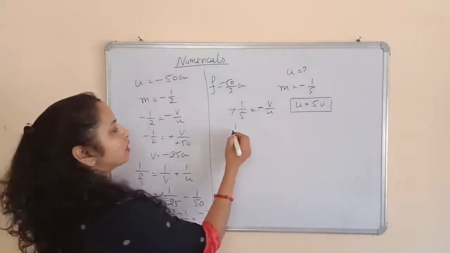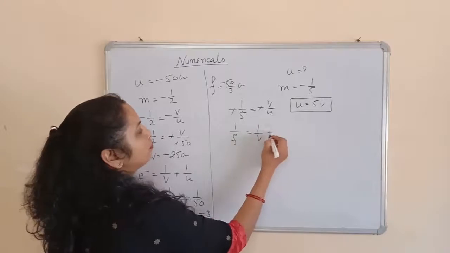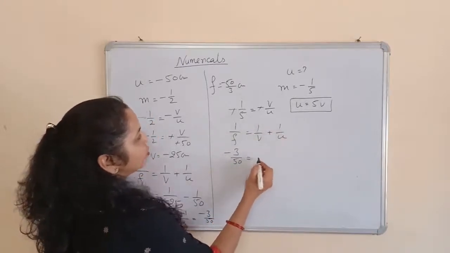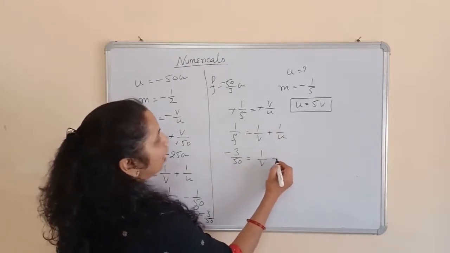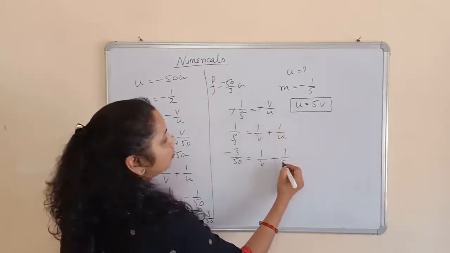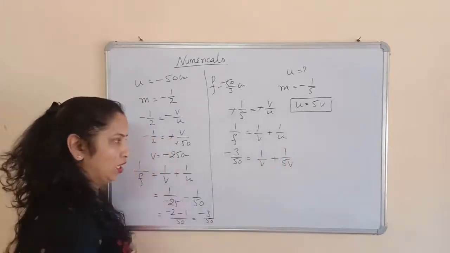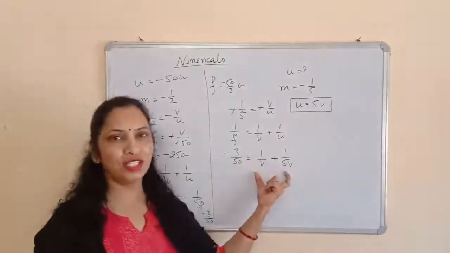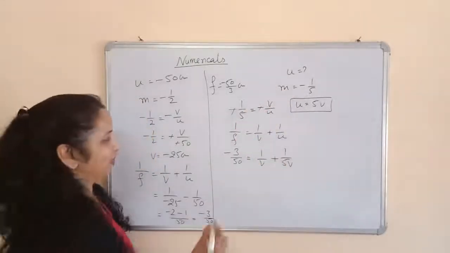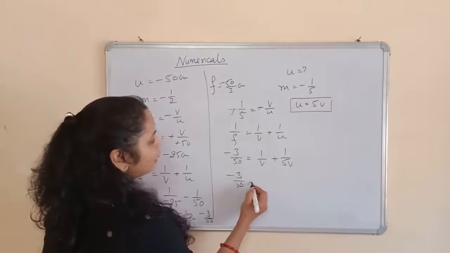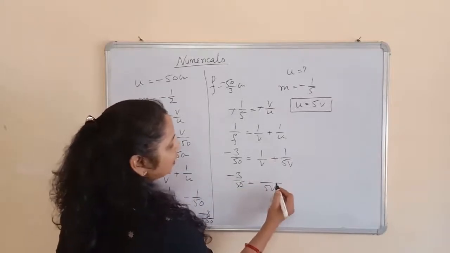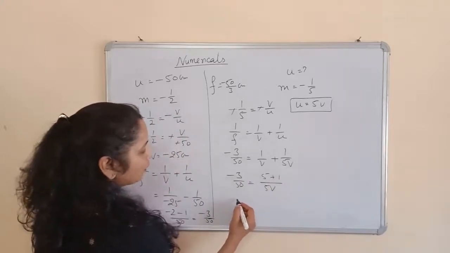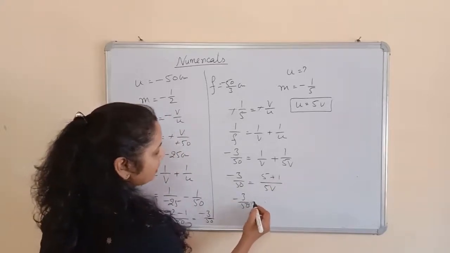And by using the mirror's formula, 1 upon F is equal to 1 upon V plus 1 upon U, now we can put the value here. 1 upon F is equal to 1 upon V, we don't know. And what about the U? U is 5V. So by applying the mirror's formula, we can easily find out the value of V and then the value of U. So this is minus 3 upon 50 is equal to, LCM is 5V, it will be 5 plus 1, that is 6. So by cross multiplication method, we can solve it easily.